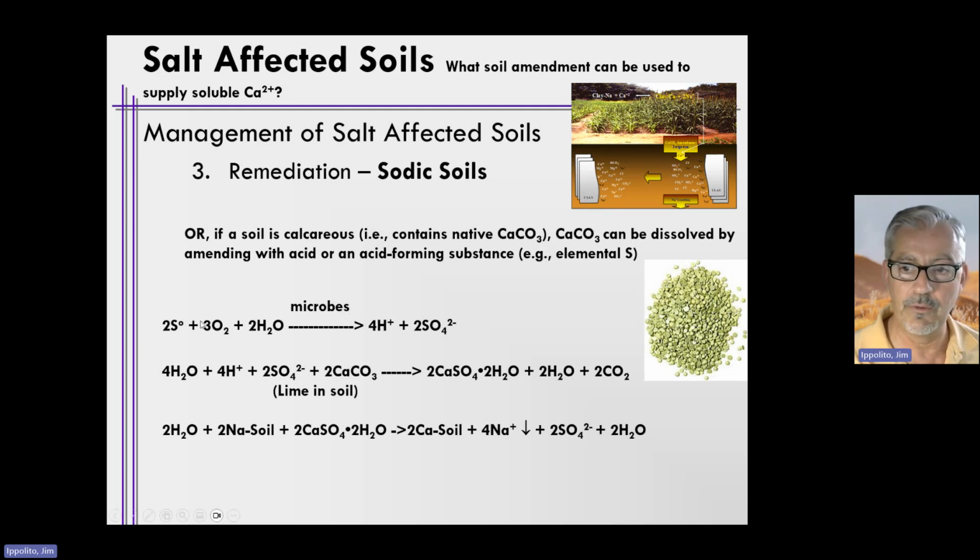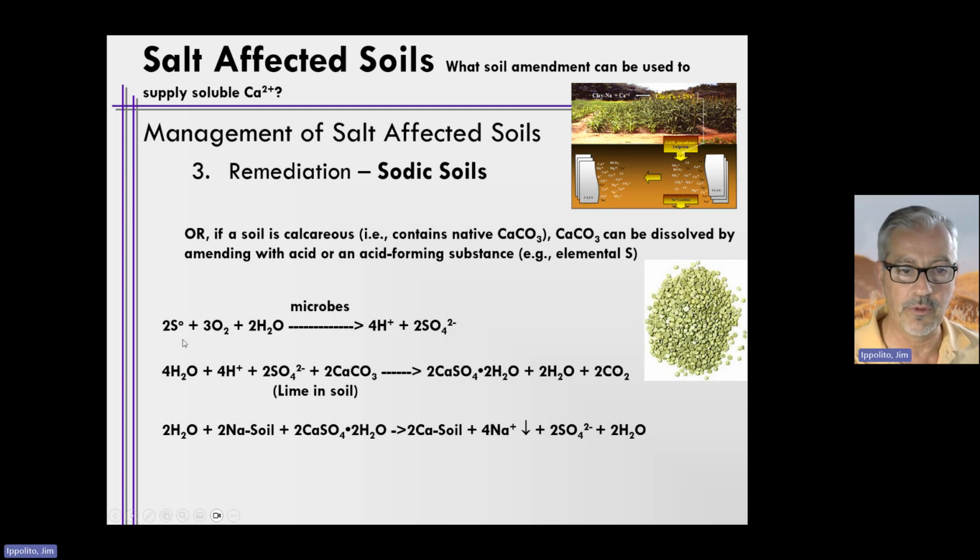This reaction, one of the reasons why this takes some time is because it is dependent on microorganisms to force the reaction to the right. And microorganisms in soil react as a function of temperature and moisture. So if the soil is really dry and hot, this reaction does not occur. So this takes some time, but it does occur. And these products, 4 hydrogen ions and 2 sulfate ions, react with free lime in the soil.